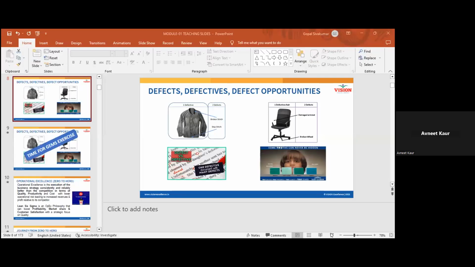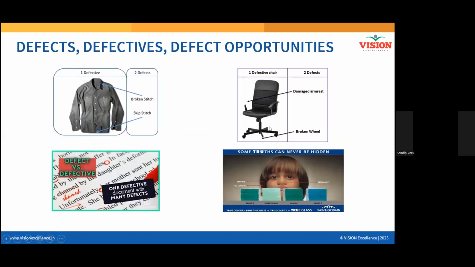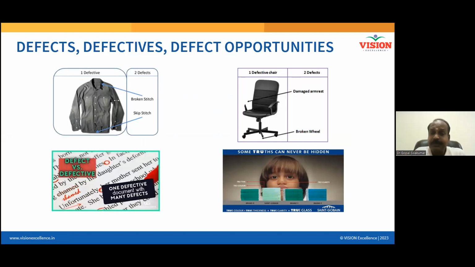Sir, what is the good Six Sigma value for this? I missed that. What is a good Six Sigma value?